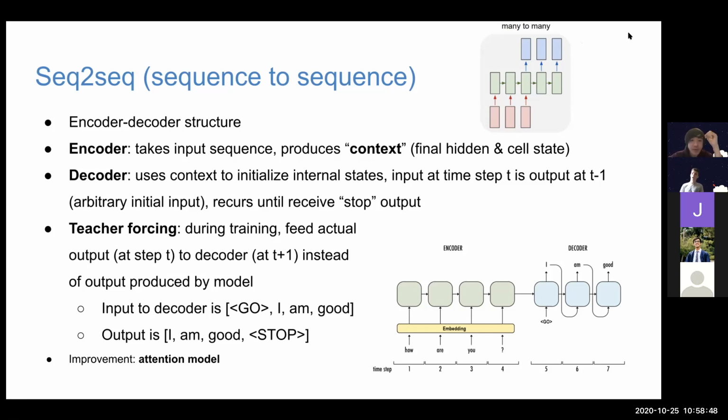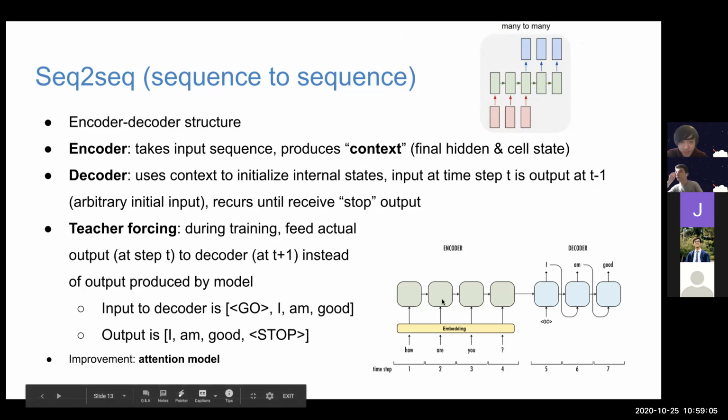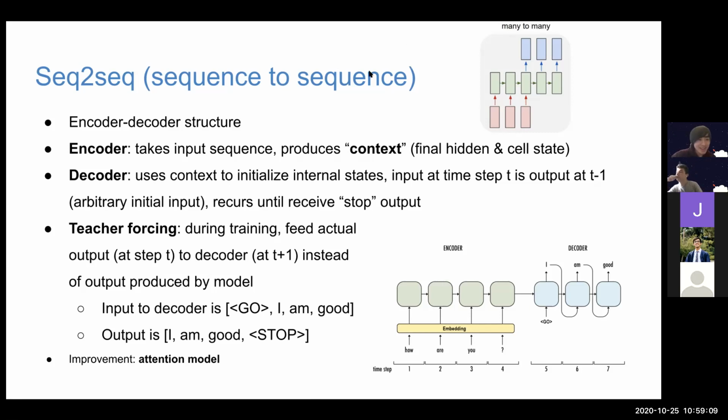Can anyone think of a kind of problem with this? If during training you're always feeding in the output at the previous time step, can anyone think of why that might not work? Okay, I guess I'll give you the answer.